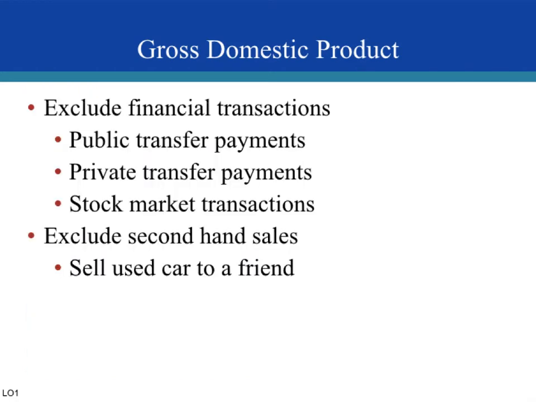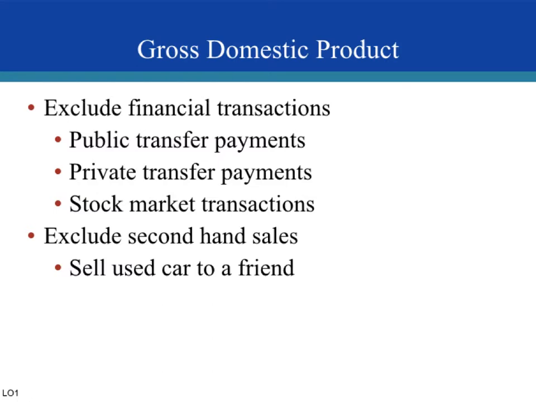Okay, so what does GDP not include? Public transfer payments, for example welfare payments. These are a transfer of income from one person to another person, so it is not the market value of all final goods and services. It's just a transfer of income. Social security payments, and any type of stock market transactions, buying and selling of stocks.